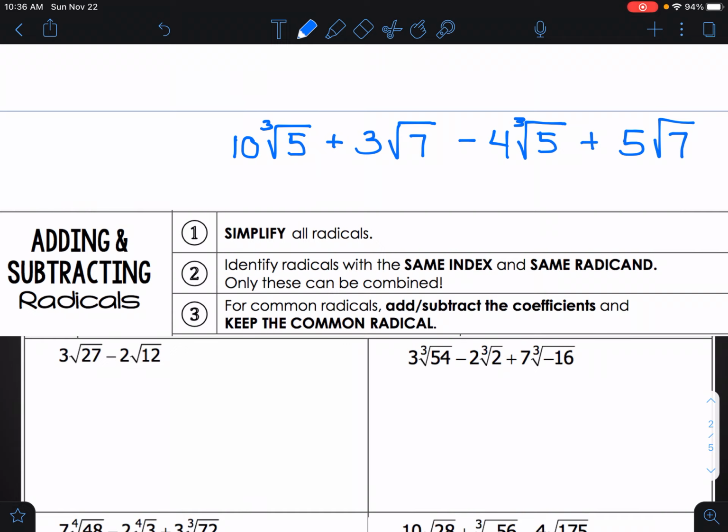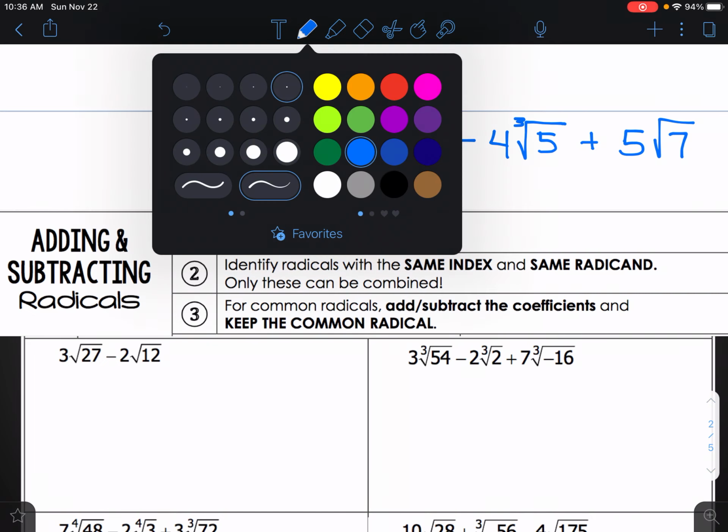All right, and now when you do this, this is pretty simple. It's just like when you go 3x plus 7x. We add the coefficients. So we add 3 and 7, we'd say, oh, that's 10x, okay? This is going to be the same thing. You are going to add or subtract coefficients if they have the same index and same radicand. So how does this work out?